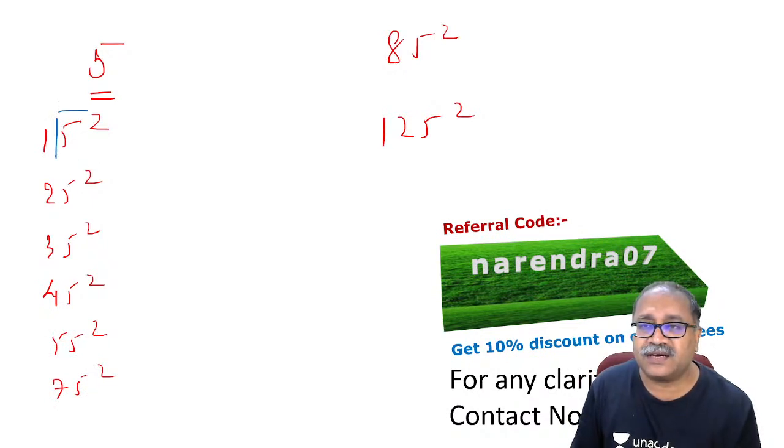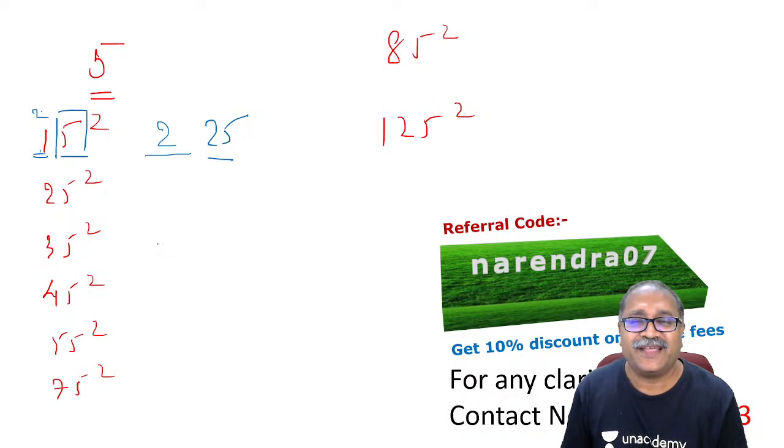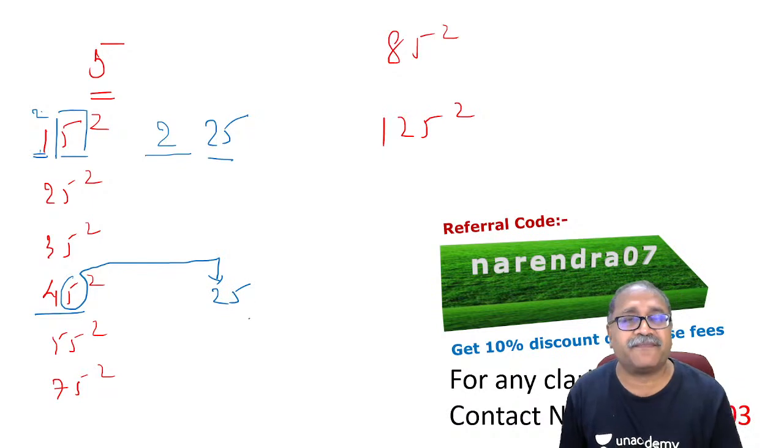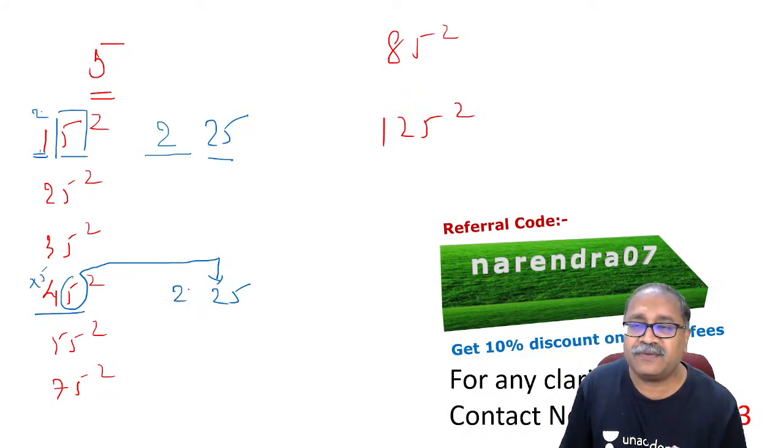As the last digit is 5, the last two digits will always be 25. And what about the first part? That is 1 into the next number after 1, that is 2. So 1 into 2 is 2. Now if I ask you 45 square, the last two digits are 25, followed by 4 into the next number after 4, that's 5. So 4 into 5 is 20.